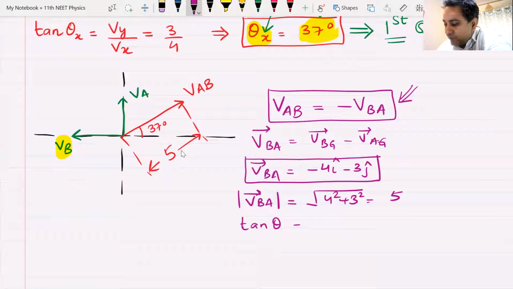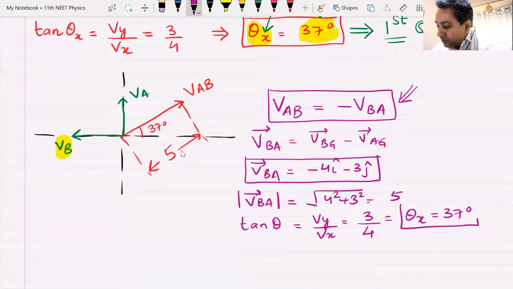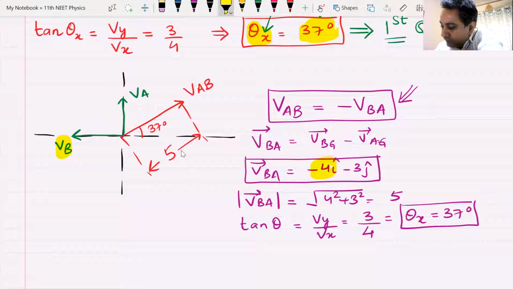So tan theta would be Vy, velocity y along velocity x. It will be 3 divided by 4. I don't divide minus 3 by minus 4. I always divide 3 by 4. That implies theta with the x-axis will be 37 degrees. Now you tell me which quadrant it lies, Niharika. Sir, it lies in third quadrant.